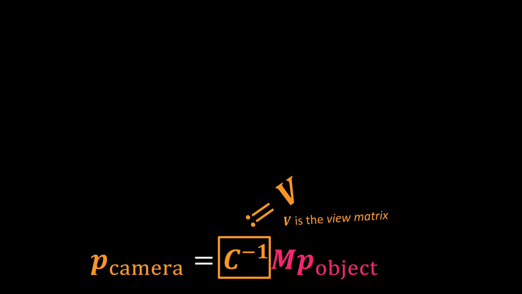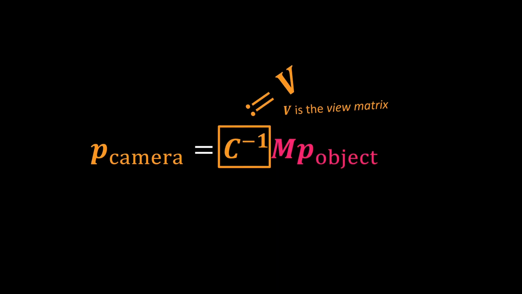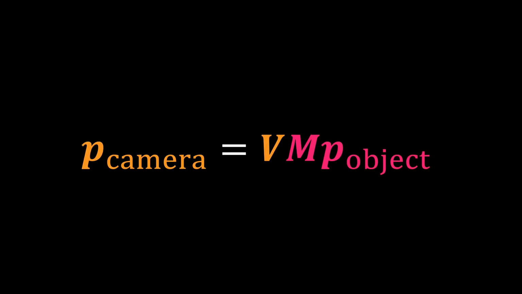But really, I think C is the more fundamental quantity here. V is just what's going to show up in the derivation, or show up in every equation you're going to see. Okay, great. So we now have P camera is equal to VM P object.